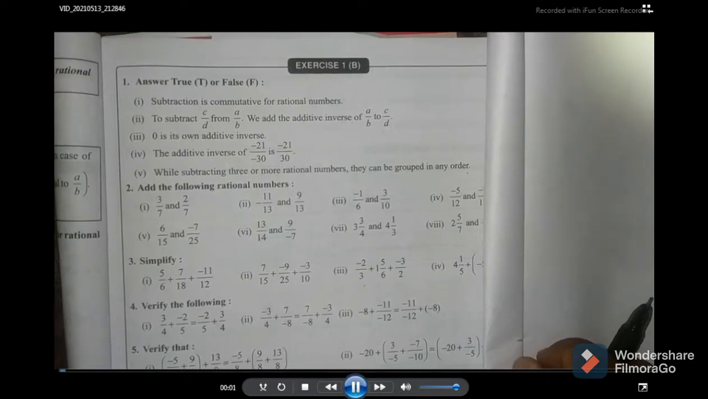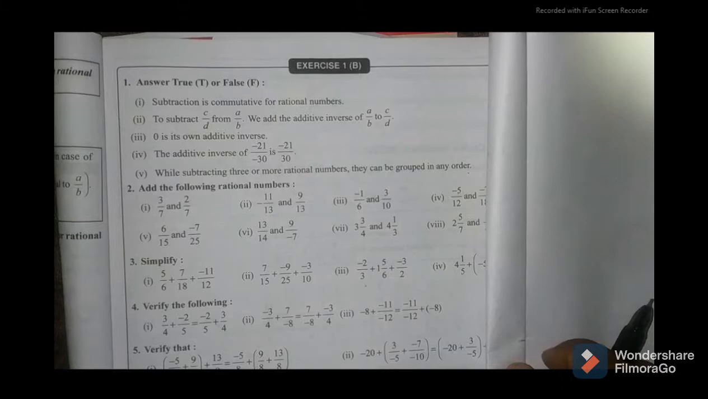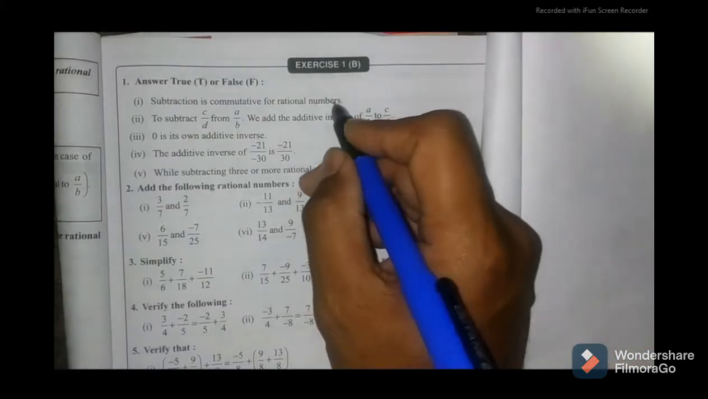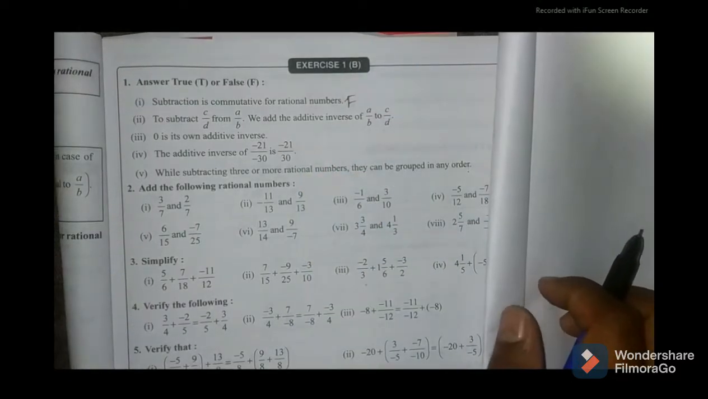Now we will try to solve exercise 1b. The first question is answer true or false. The first question is: subtraction is commutative for rational numbers. This is false, because as I have said, the commutative property does not hold good for subtraction.